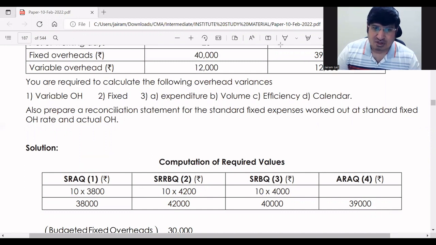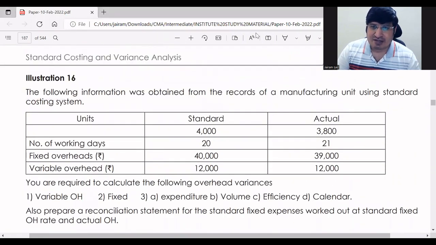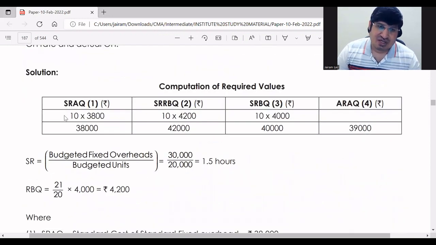Chalo. So one by one. Now here you want actual quantity. What is actual quantity here? 3,800. This is the actual quantity. So 10 into 3,800. Right. Actual quantity put in, then we got the first one.